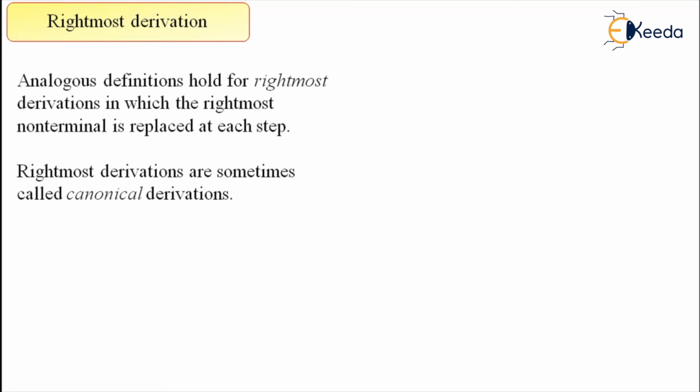The next is the rightmost derivation, and just as we did with the leftmost derivation, the rightmost derivation has the same analogous definition. Instead of replacing the leftmost non-terminal, the rightmost non-terminal will be replaced at each step. I'll take the same example: E derives E plus T or T, and T derives 1 or 2 or 3, up to 9, and my string is 5 plus 6 plus 7.